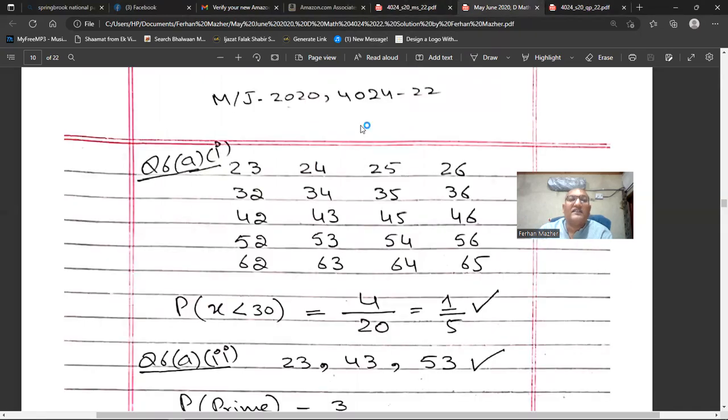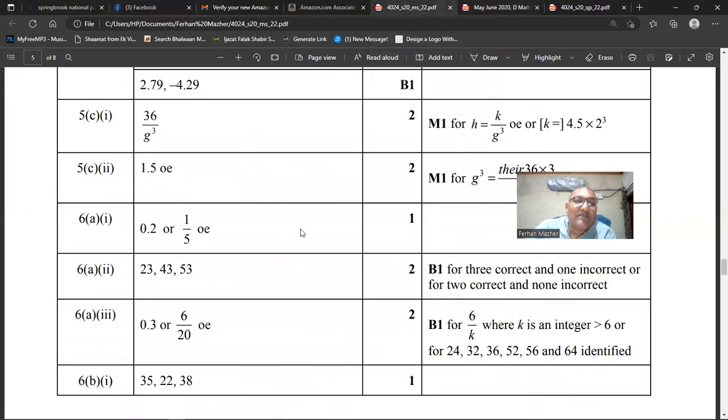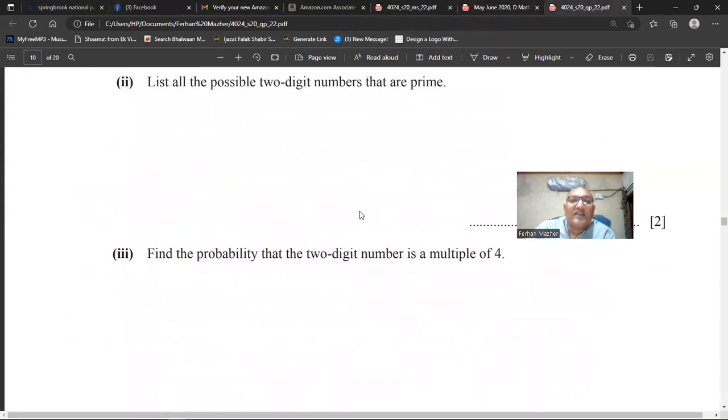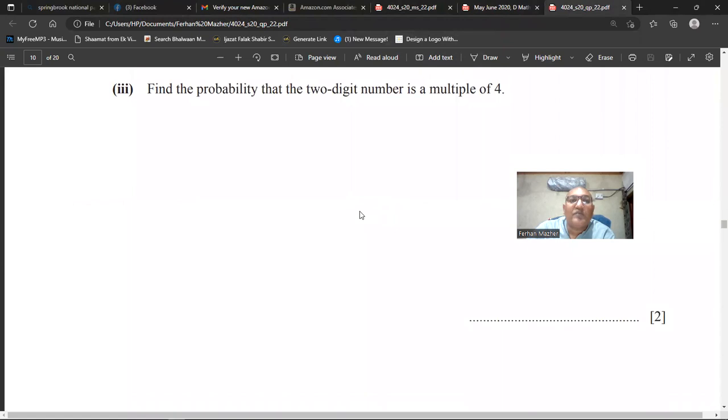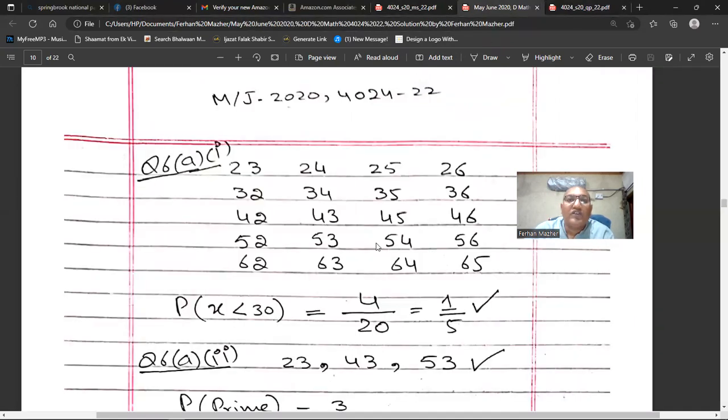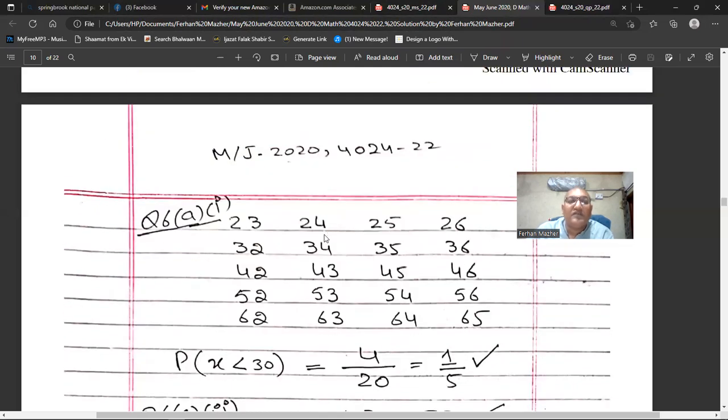So from this list, I have to take out the prime numbers, and the prime numbers in this list are 23, 43, and 53. 23, 43, 53 is the right answer, sir. Okay, then their question is find the probability that the 2-digit number is a multiple of 4. So I'm looking for that number which is a multiple of 4.